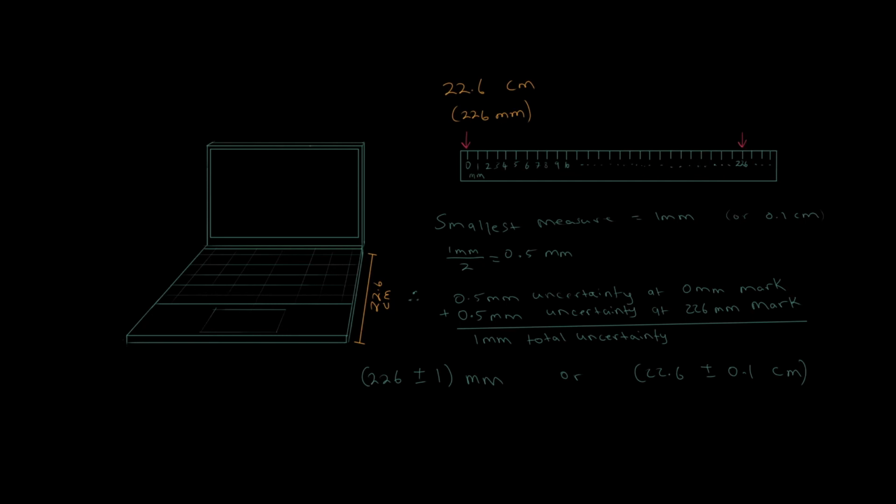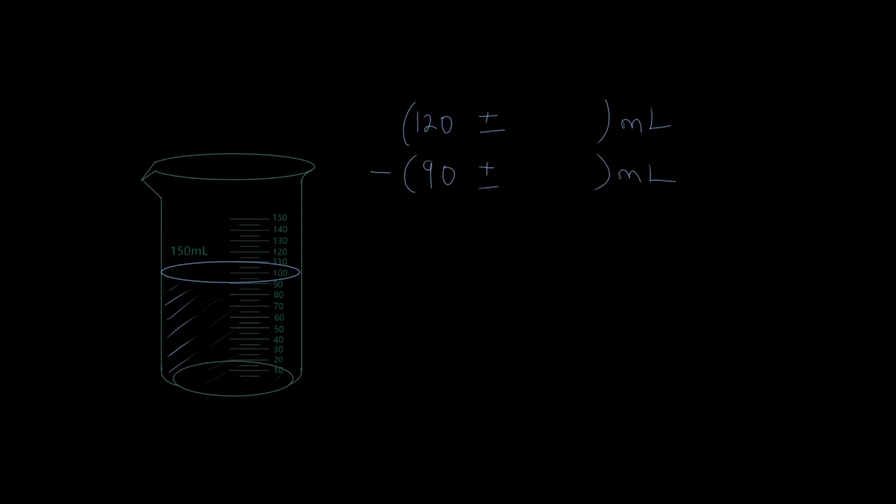The rule for propagation of error works with subtraction as well. That is, if you're subtracting measurements, you are still adding uncertainty. Let me explain with this example. You have liquid in a beaker measuring at 120 milliliters. You then pour out some of the liquid and remeasure. You get a reading of 90 milliliters. How much fluid in milliliters did you pour out, and what's the uncertainty?